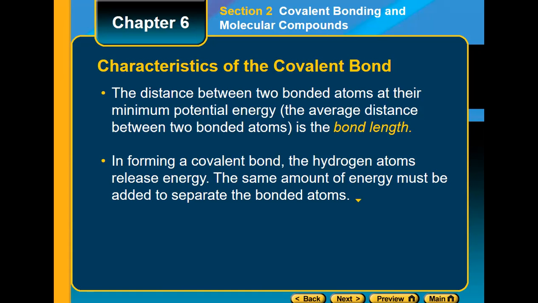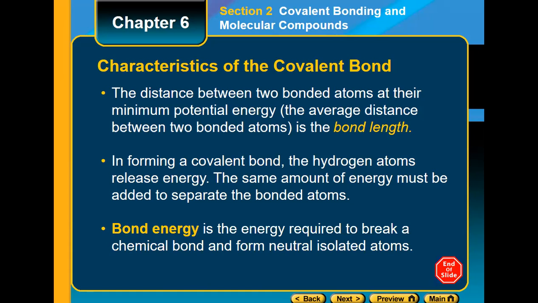So in forming a covalent bond, the hydrogen atoms release energy. The same amount of energy must be added to separate them. That means during the formation of a bond, energy is released. So to break this bond, we must provide the molecule with the same amount of energy which they released. For example, if the two hydrogen atoms release about 50 joules once they bond, then to break a molecule of hydrogen we must provide it with energy equal to 50 joules. So we call this the bond energy.